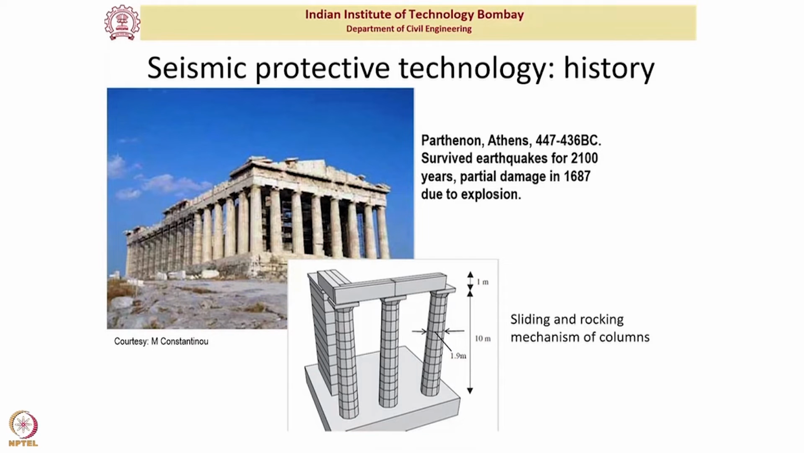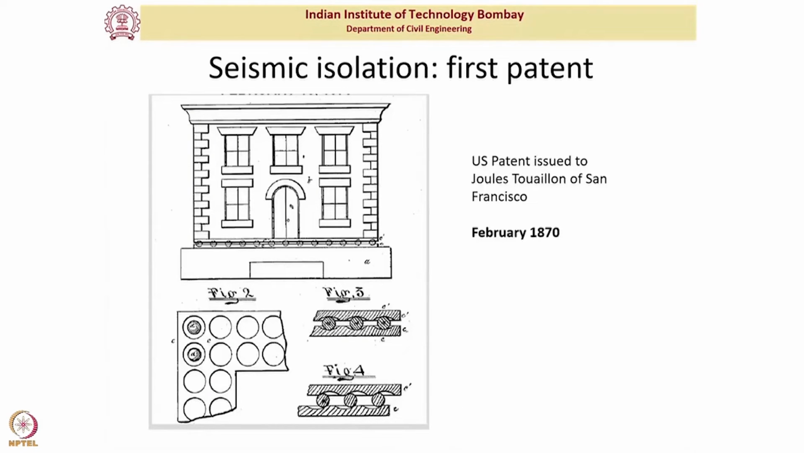Okay. Now the stiffness is reduced, the overall force transferred to the structure is also reduced. And that's why they have survived for so long. Okay. Now, you might ask, when was the first patent related to seismic isolation technology?